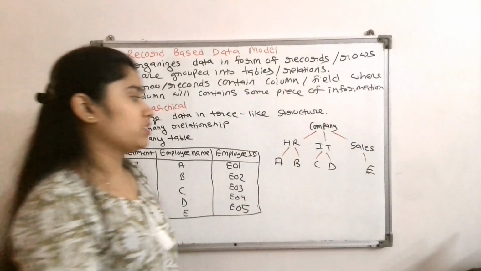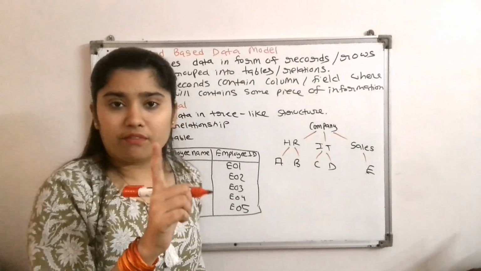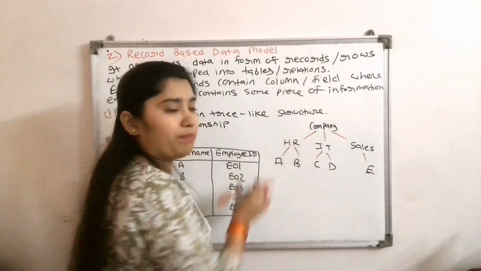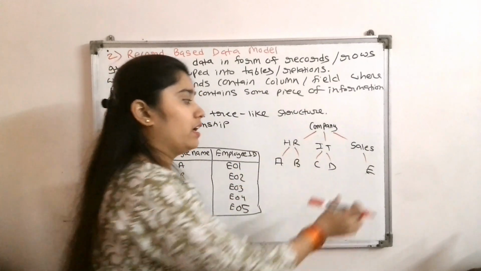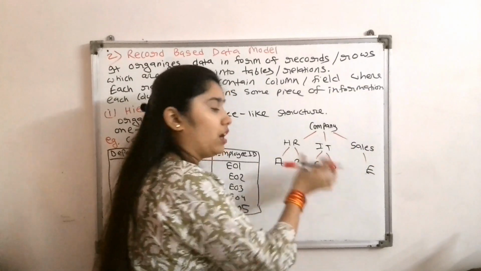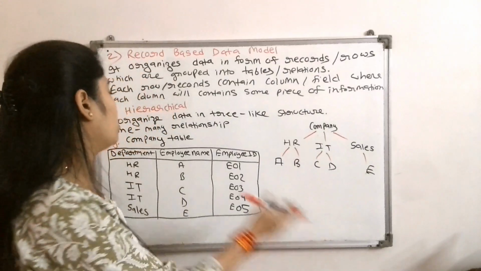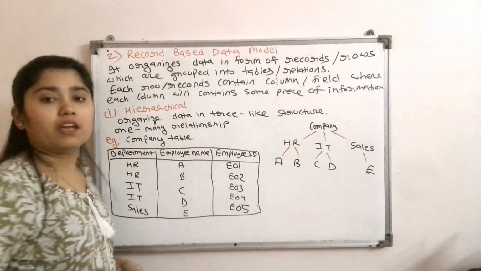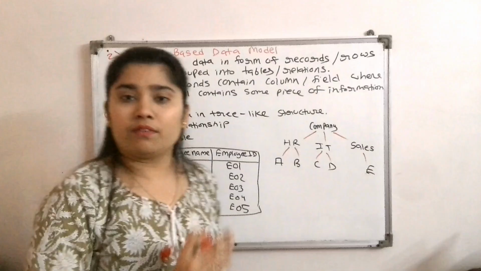In this tree-like structure, see, each child is having only one parent. A is having one parent, B is also having one parent, E is also having one parent. But one parent may have many children, which I have also written here, one to many relationship. I hope you are clear with this.